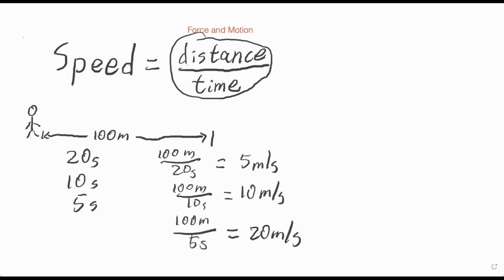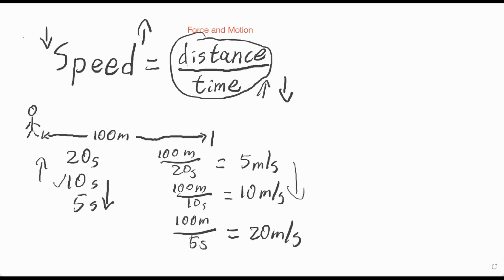As you can see, compared to our original speed, if the time it took increased, the speed decreased. So as time increased, speed decreased. If the time it took for them decreased, as you can see here, it took them 5 seconds as opposed to 10 seconds, its speed increased. So it's inversely proportional. That is the relationship between the time and speed.